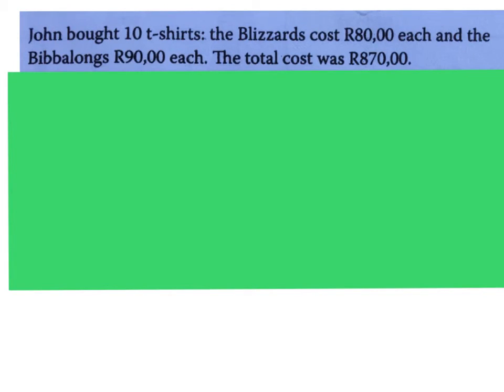Right, now we're going to start the question. We're quickly reading through it again. John bought 10 t-shirts. Blizzards cost him 80 Rand each, and the Bibelongs cost him 90 Rand each. Now you have to get used to these tables we're going to set up. Different people do it in a different way. This works the easiest for me, so watch it go.